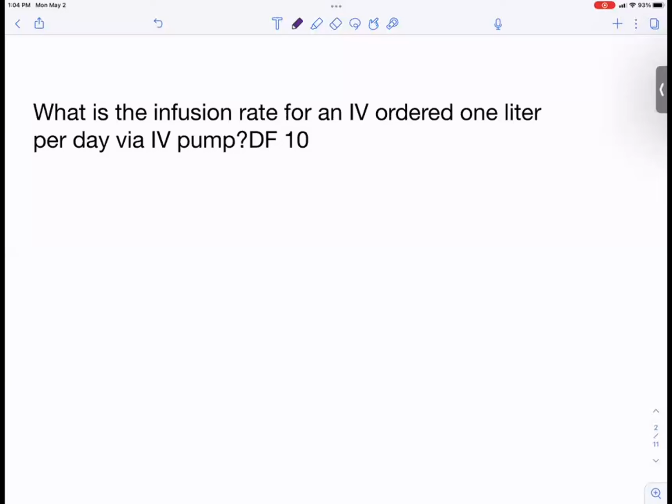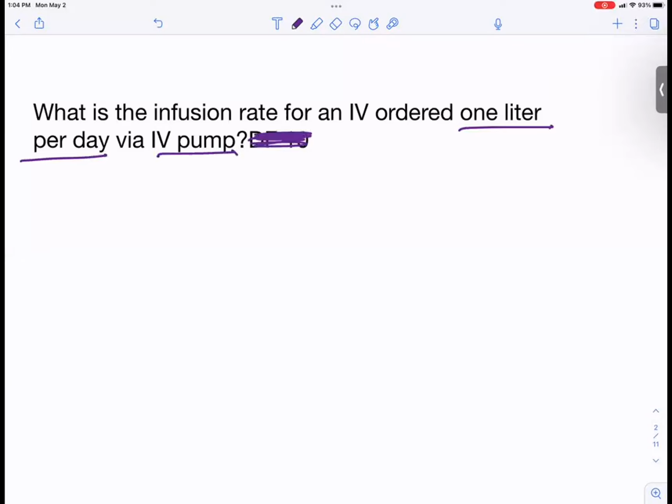So here's another question. What is the infusion rate for an IV ordered 1 liter per day via IV pump? Drop factor 10. Now you can pause it here and try to solve on your own and just restart it. But how do we solve this problem? They ordered 1 liter per day. The word pump is in my question. I do not need drop factor.